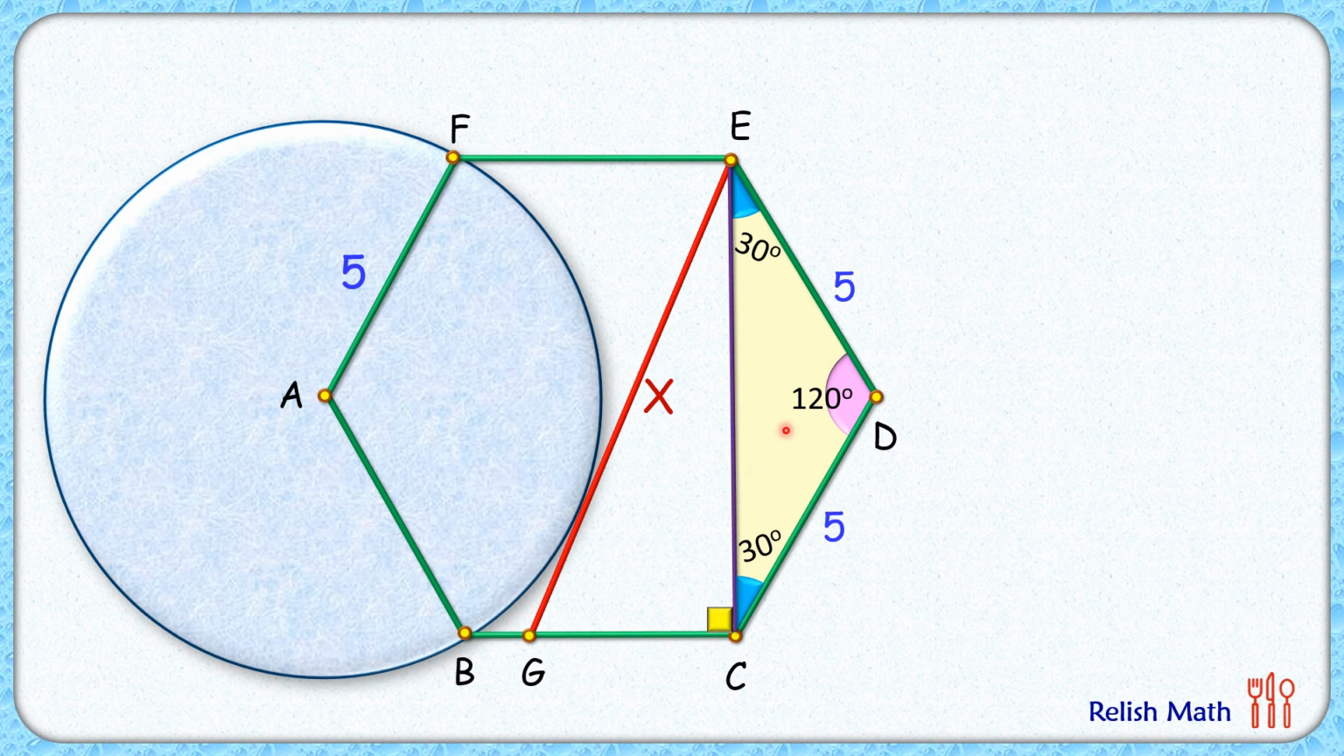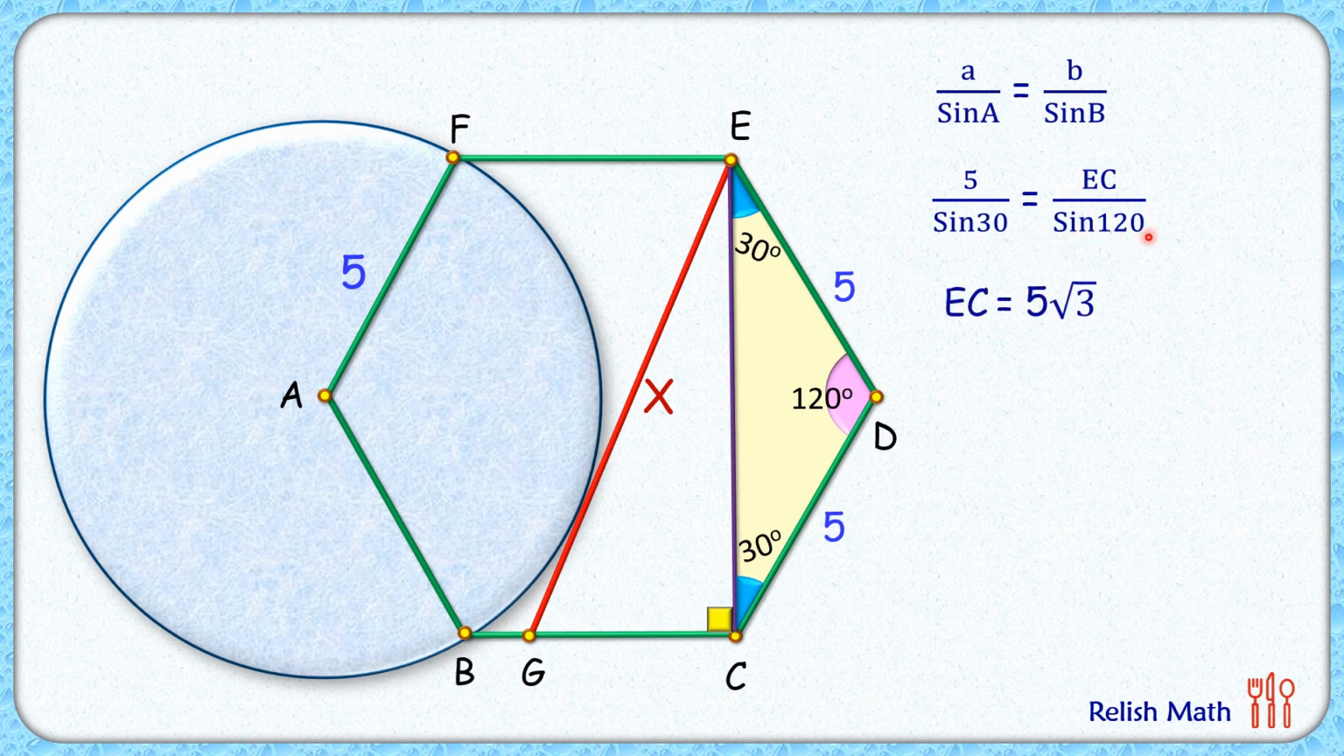Now in this triangle, applying the sine rule, that is a upon sin A is b upon sin B. Taking a as 5 and sin A, that's opposite to it, that's sin 30 degrees. So we get 5 upon sin 30 is EC upon sin 120. Putting the value of sin 30 as 1 by 2 and sin 120 as root 3 by 2 and solving it, we get EC as 5 root 3 centimeter. So this diagonal length is 5 root 3 centimeter.